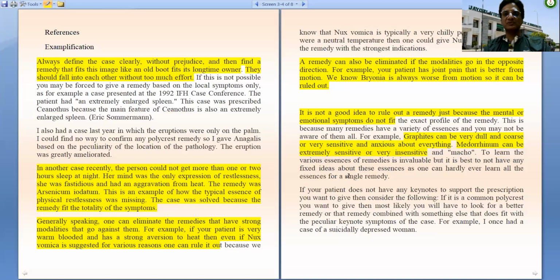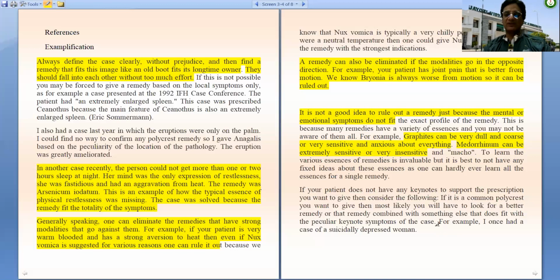Emotions are always changeable. If your patient does not have any keynotes to support the prescription you want to give, consider the following. If it is a common polycrest you want to give, then most likely you will have to look for a better remedy, or that remedy combined with something else that fits with the peculiar keynote symptoms of the case.